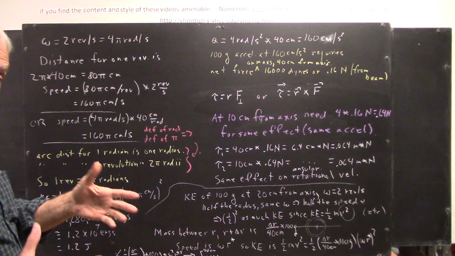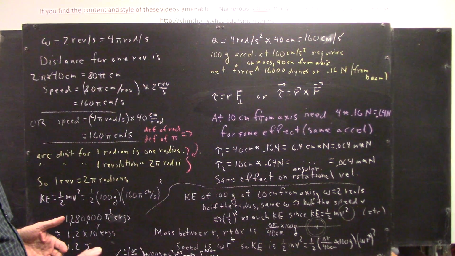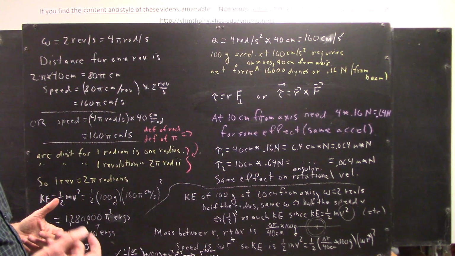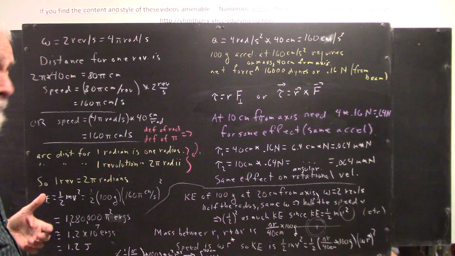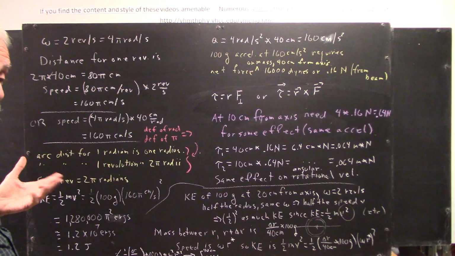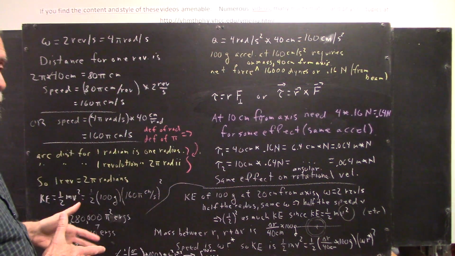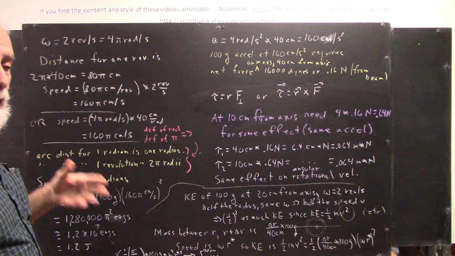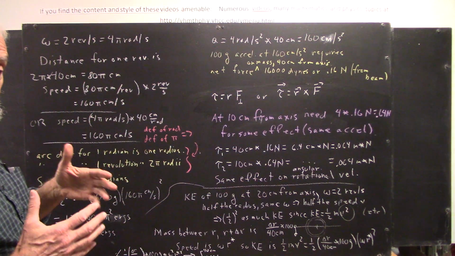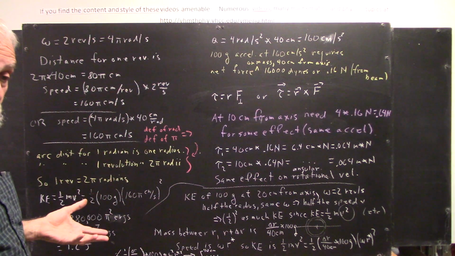Okay, well, to get the kinetic energy of a mass that's moving at some speed, we have to know how fast it's moving, and we have to know its mass. Well, it's sufficient to know its mass and how fast it's moving. We know the mass of this object, it's 100 grams. How fast is it moving?